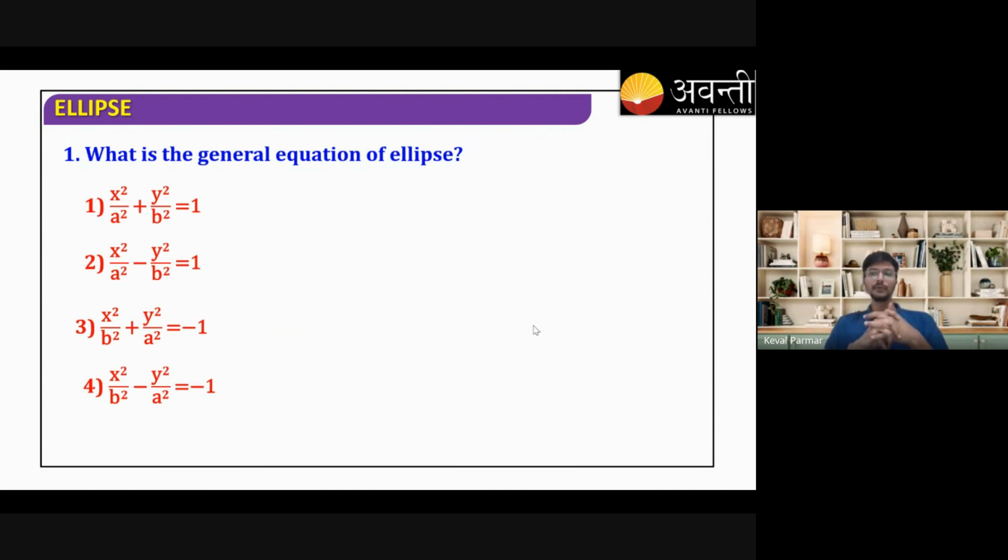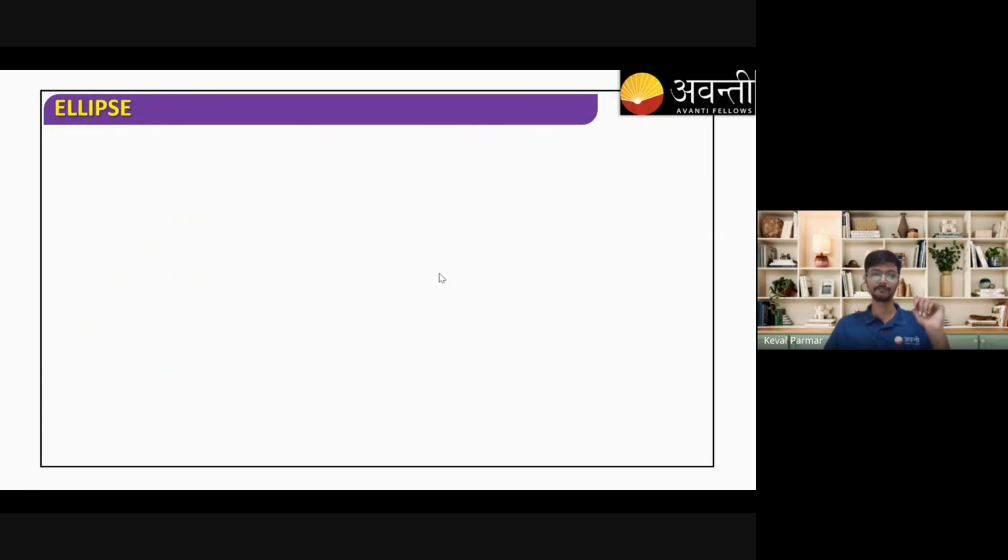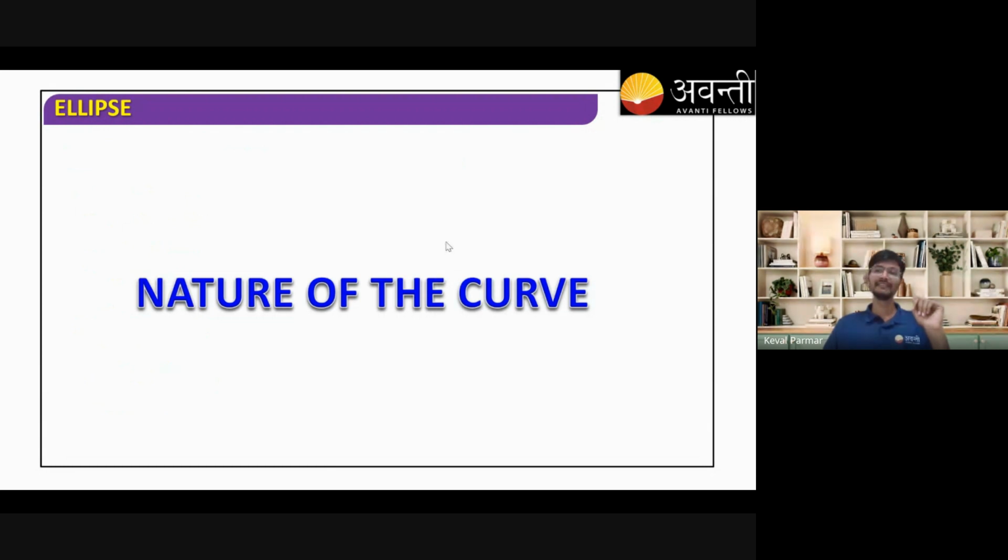x square upon a square plus y square upon b square equals 1. They should have written a is greater than b, but it's fine. It can be either. Let's see what we have next. So next we have nature of the curve.